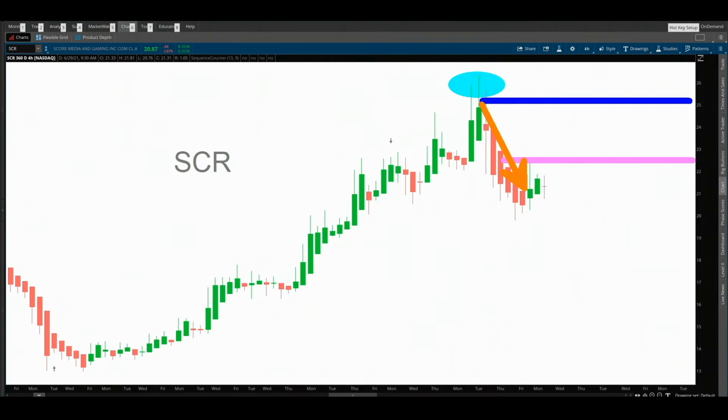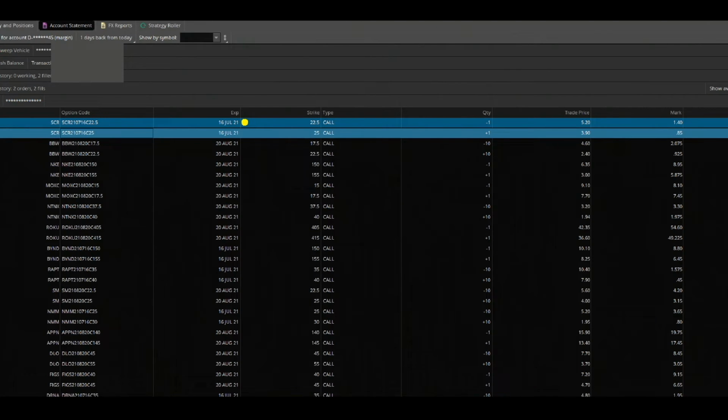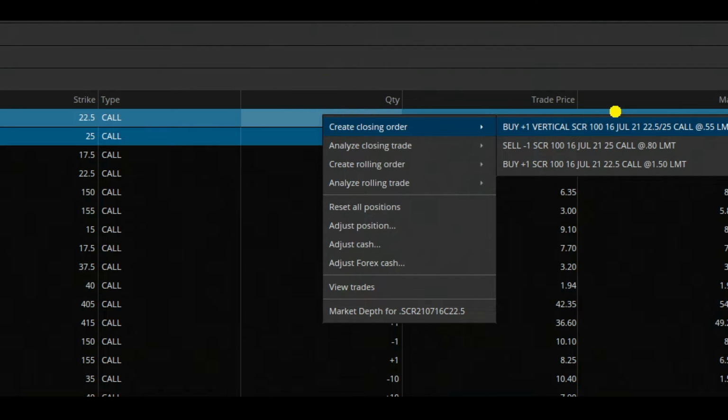It got us in the trade and worked out nicely. Score Media, we're up almost 60% right now. On Thinkorswim, you can highlight the area. It'll create a closing order for you. You can either do a vertical spread or you can leg out of each one at a time.